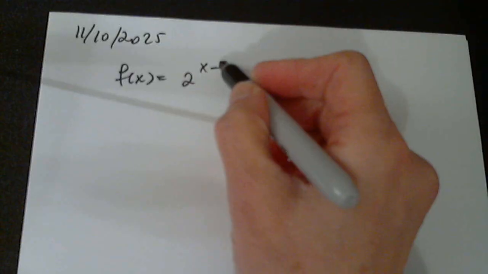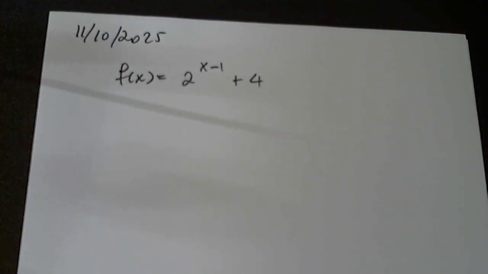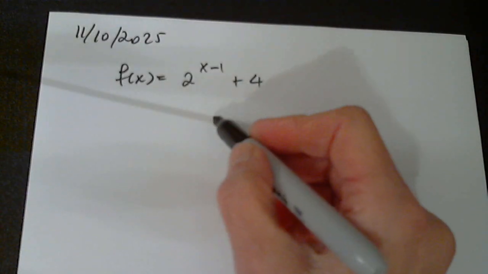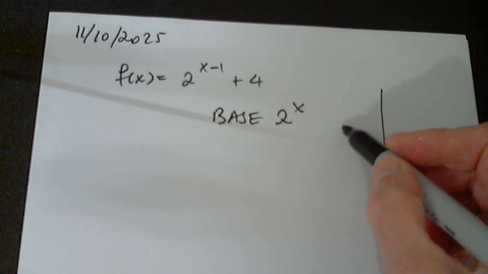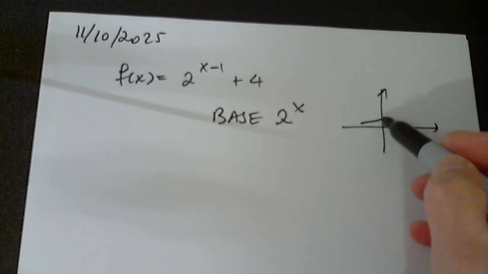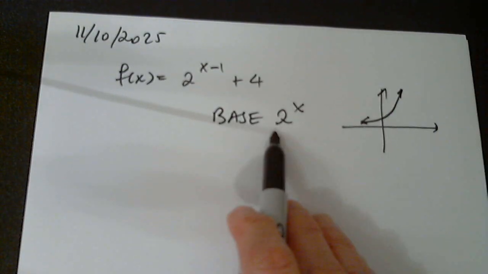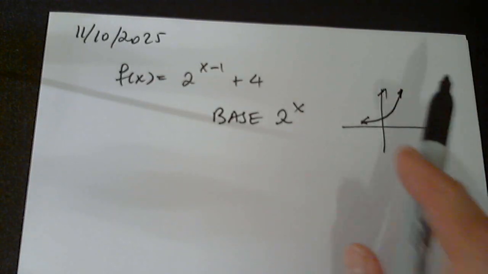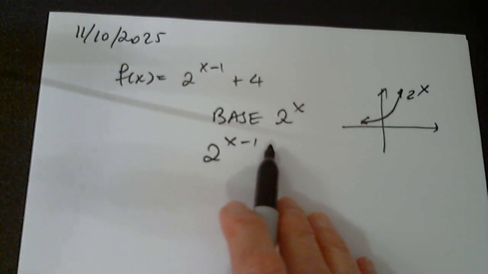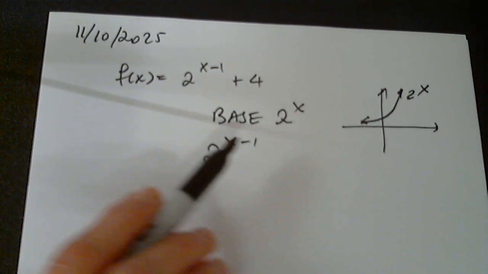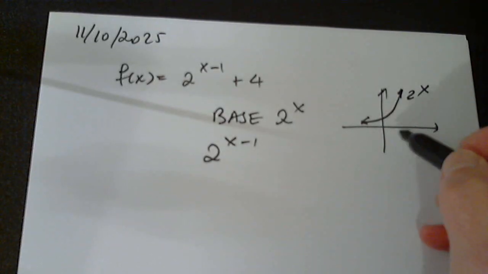So let's say we are given a function f of x equals 2 to the x minus 1 plus 4. I have to identify that the base function is 2 to the x, and I will graph it on the side immediately. I know it's this. When the base is greater than 1, the function is increasing, so this is 2 to the x. Then I have the transformation x into x minus 1, which shifts the graph to the right one.